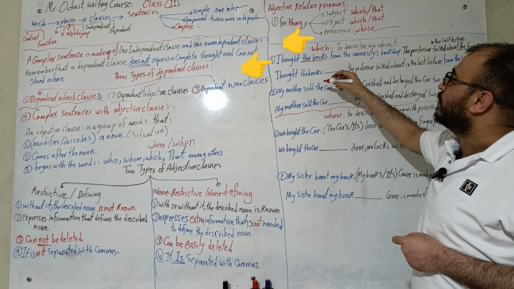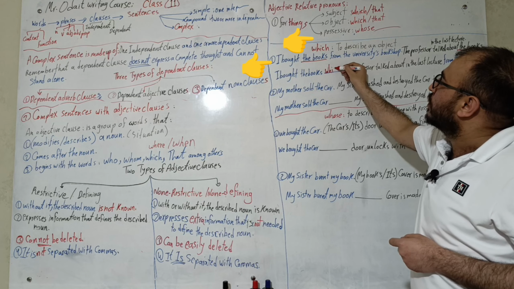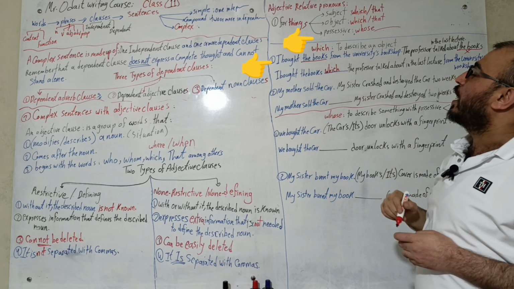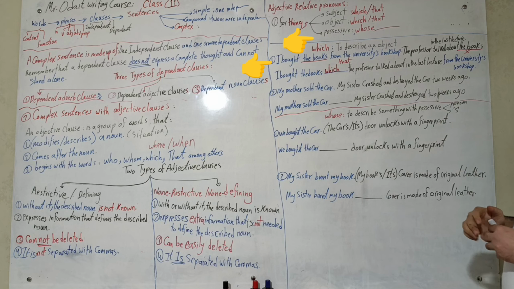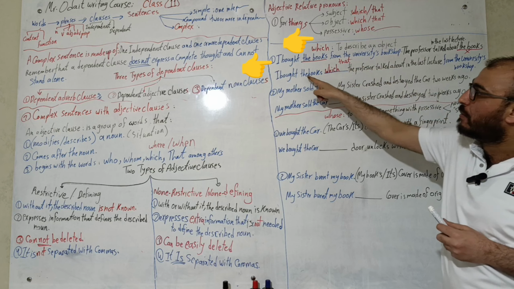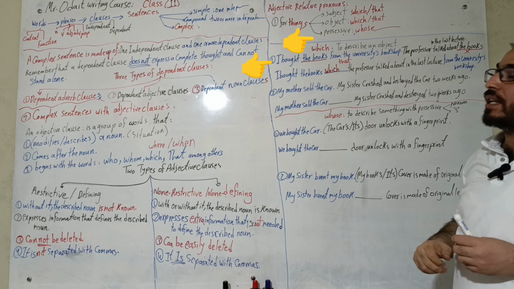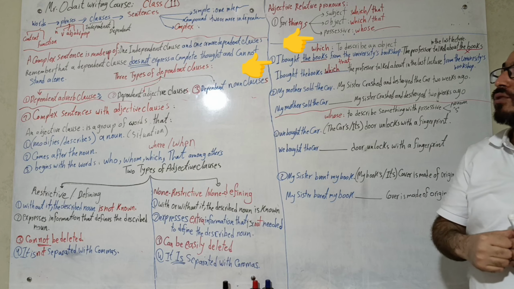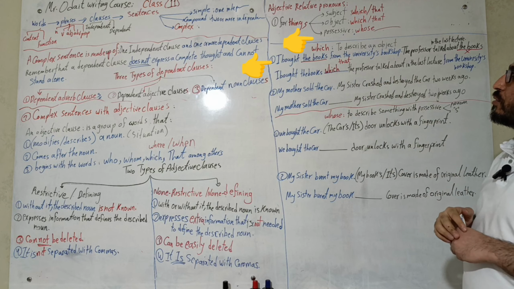And then I start this dependent clause with a relative pronoun. I use which, or I can use that. Then the sentence: I bought the books which, or that, the professor talked about in the last lecture from the university's bookshop. Again, my friends, please do not repeat the same object in the same sentence twice. This is the object and it's mentioned here. There is no need to mention the object another time in the same sentence because we generally try to avoid repetition in sentences.